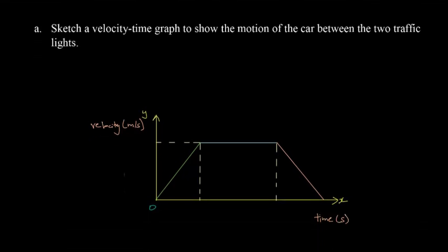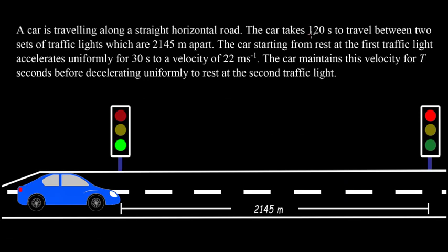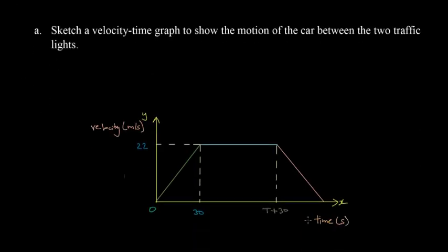So let's put in some information. The time here is going to be 30, right, and the velocity would be 22 meters per second. Now, the time at this point right here is unknown because we don't know the time it takes to travel at the same velocity after it would have reached 22 meters per second. So let us call this t plus 30. And then the question said that it would have taken 120 seconds. So the time right here to reach the second stoplight, where it is at rest, would be 120 seconds. So that's our velocity time graph.